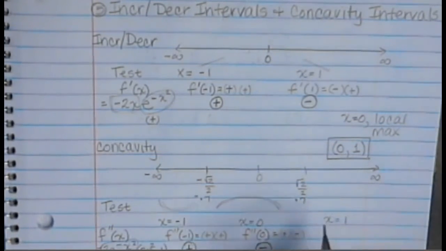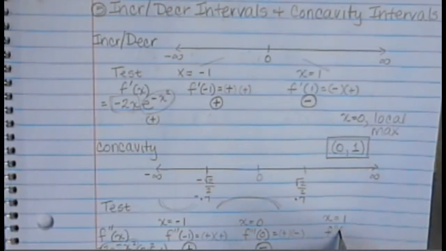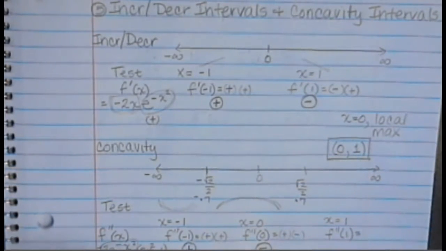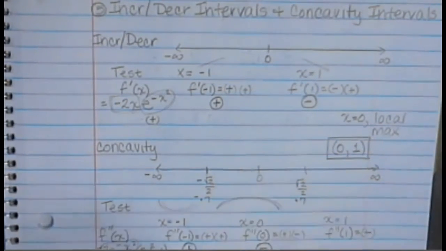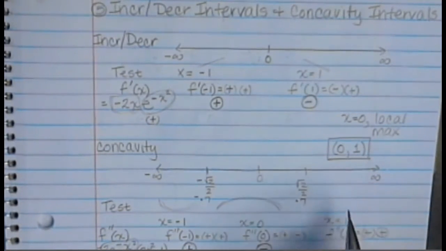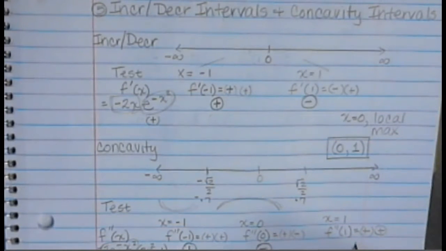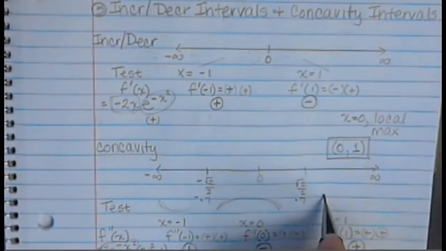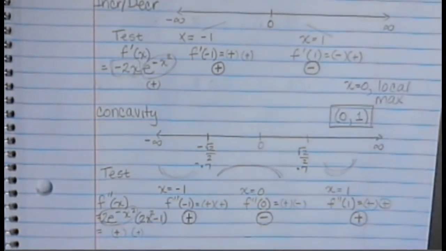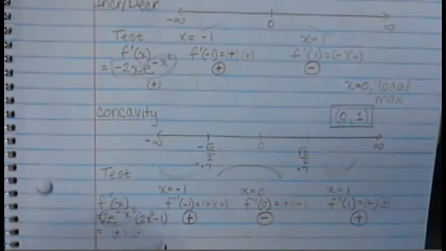When I plug in x is equal to 1, I have f double prime of 1. And again, we're going to see that this is always going to be positive. If I plug in 1 here, I get 2 minus 1. That's also positive. So positive times a positive is positive. What that means is we have a concave up. So if we take a look at what we have, I'm going to bring these both together.